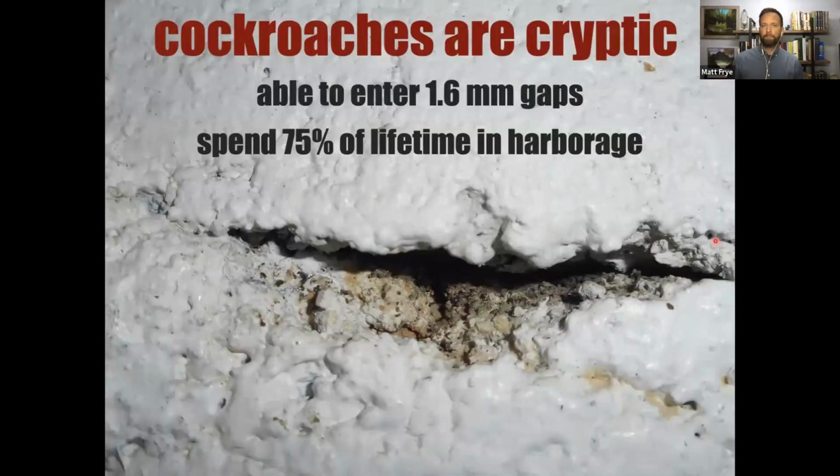Cockroaches are very cryptic. They're able to enter very small openings, so 1.6 millimeters is about the thickness of your credit card, and that's the size that these cockroaches, especially German cockroaches, can fit into. Surprisingly, they spend most of their lifetime in that small crack or crevice. So up to 75% of life is in those cracks and crevices. They're interacting with other cockroaches, they're sharing secretions, they are potentially mating in those spaces, and they're only coming out to forage and also expand their territory and potentially mate.